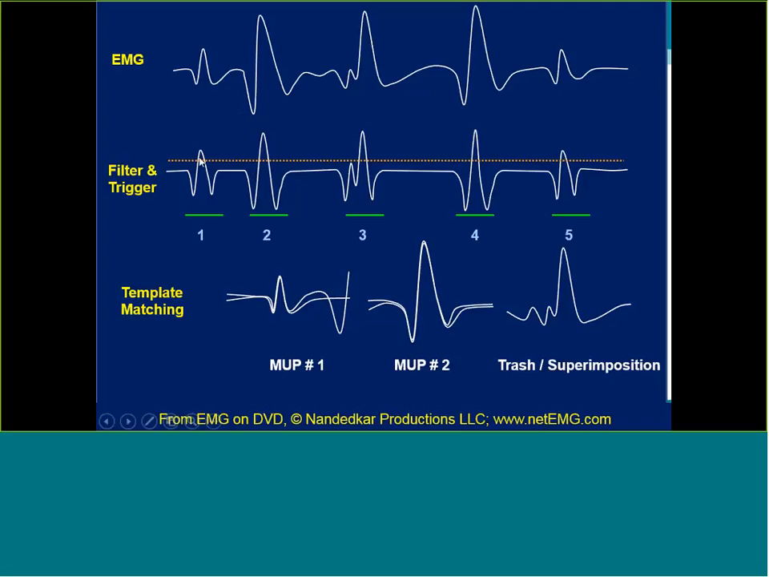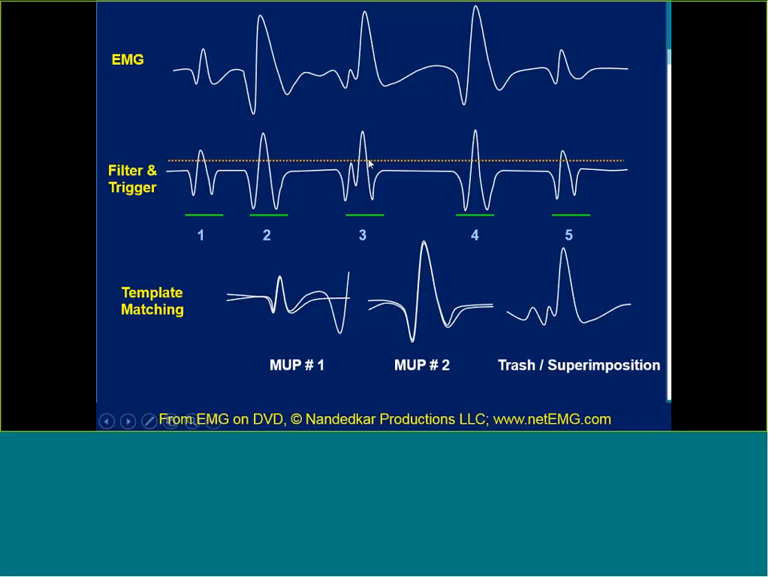The computer program then applies a trigger level, and this is used to identify the possible motor unit potential discharges. And finally, we use template matching algorithms. So we look at this waveform over here. I will put it in this box. I will take this waveform and compare it with the first box. That's not the same, so I'm going to put it over here.